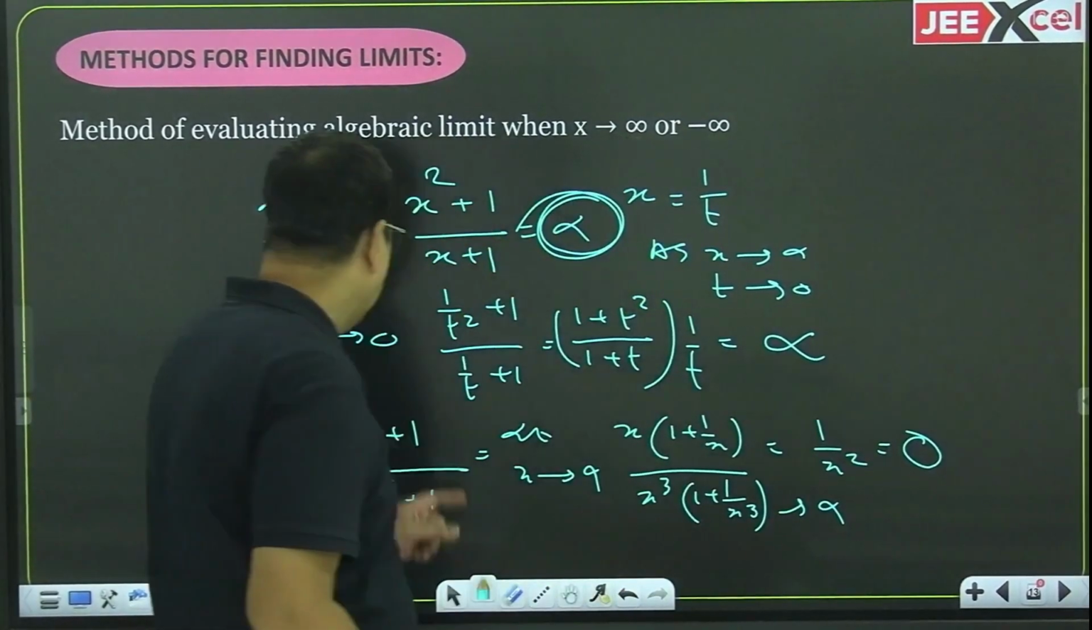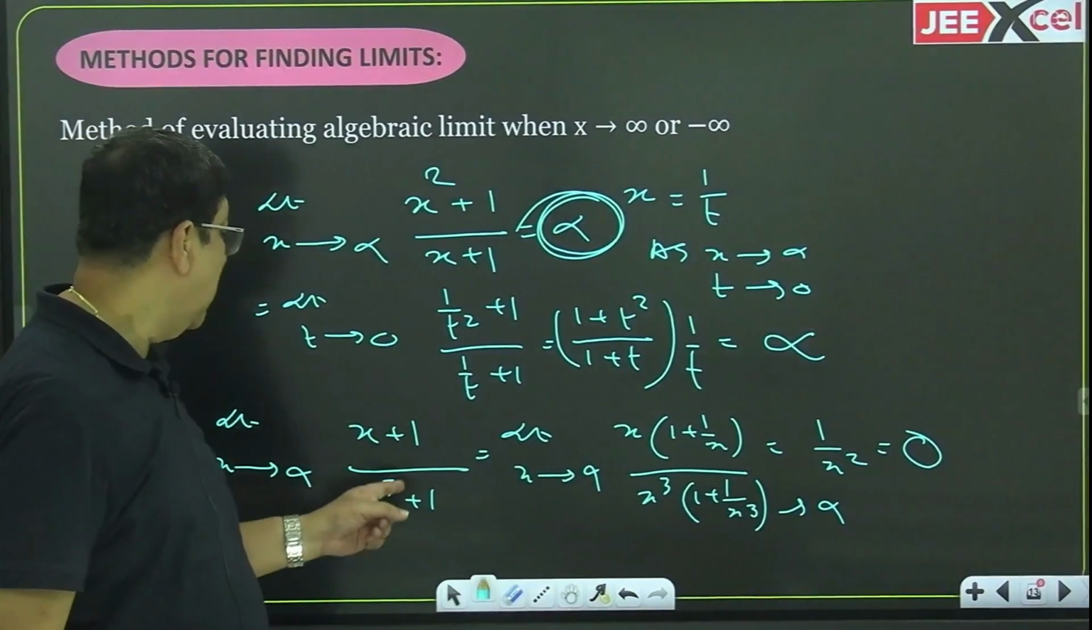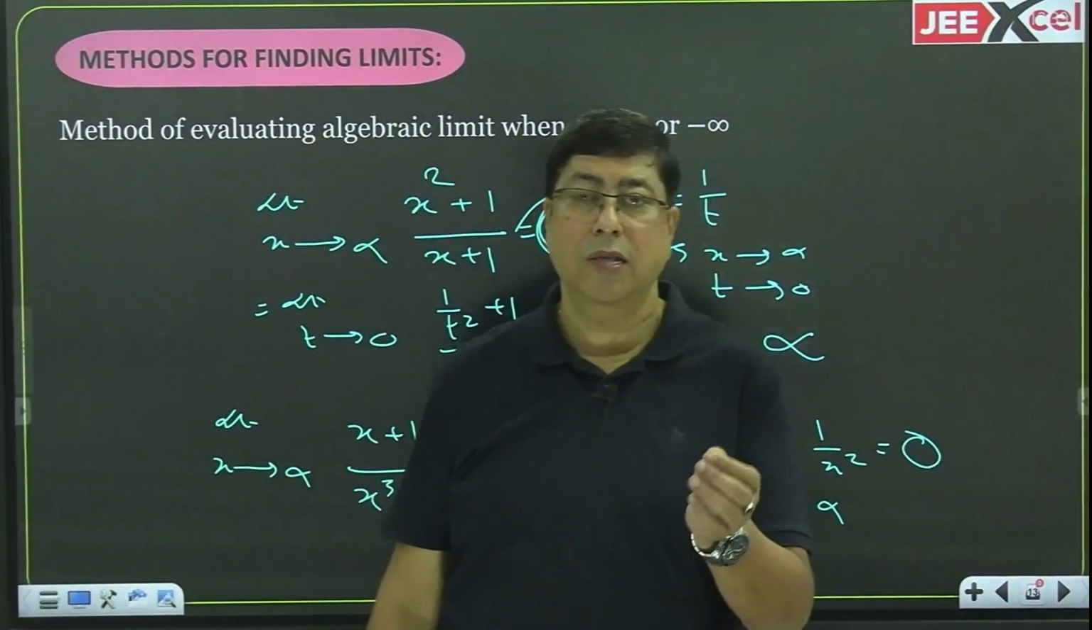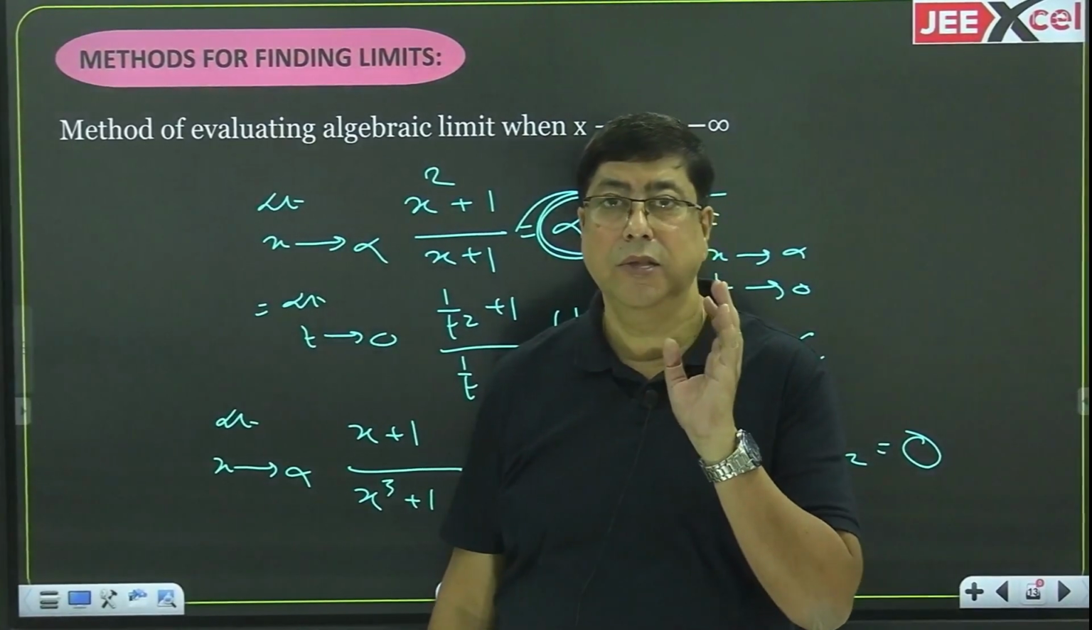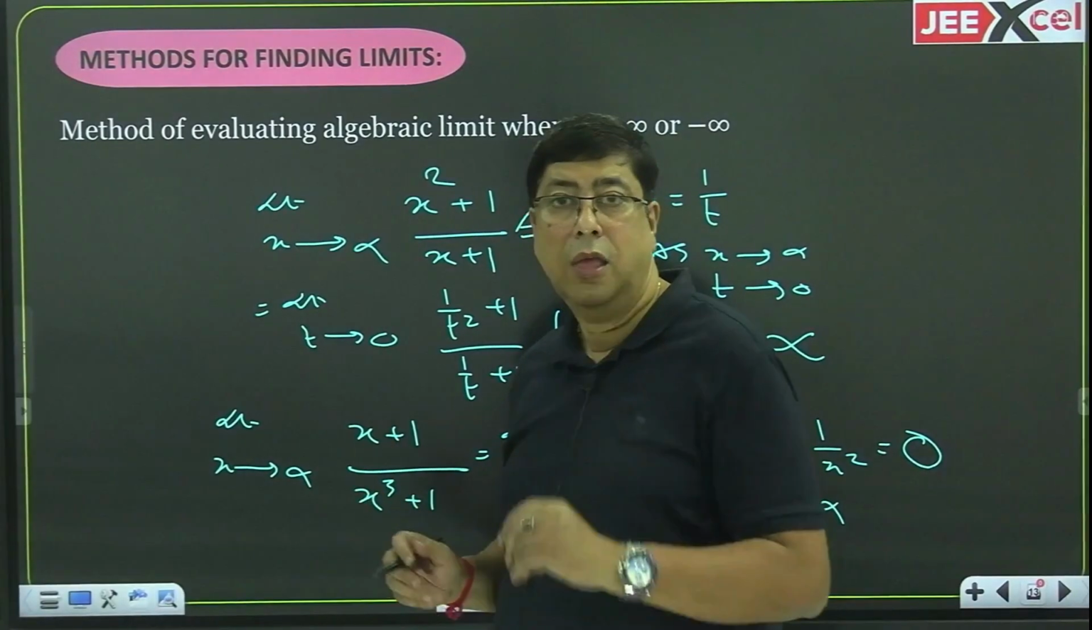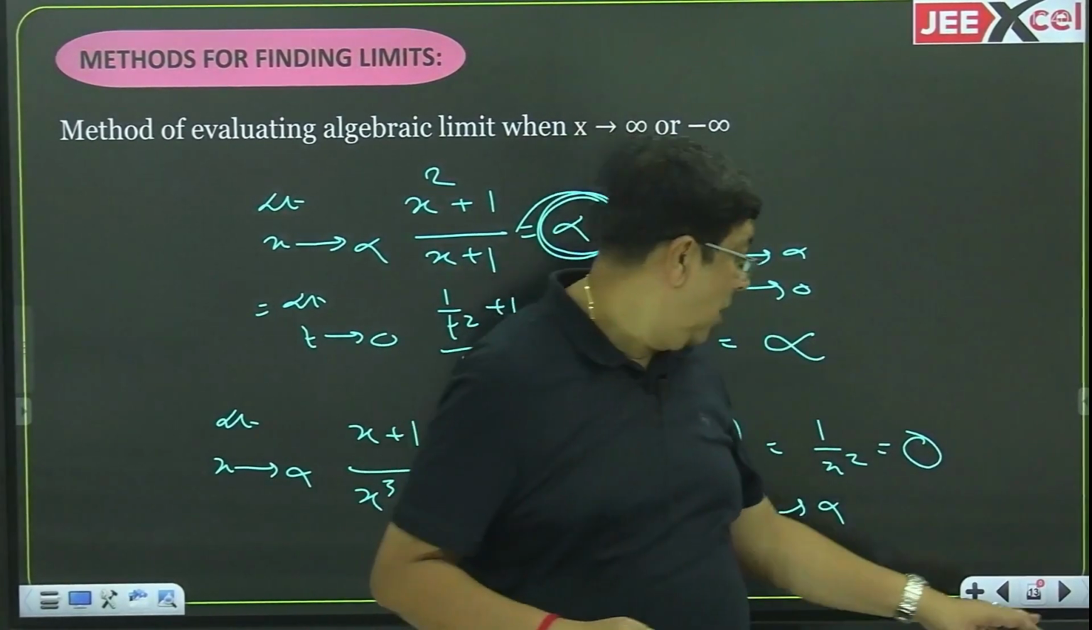This means for x tend to infinity, when the degree of the denominator, degree means maximum power, when the degree of the denominator is more than the degree of the numerator, answer is coming 0. And when degree of the numerator is more than degree of the denominator, answer is coming infinity. Okay? So let us apply.